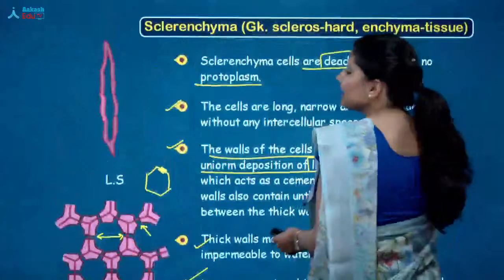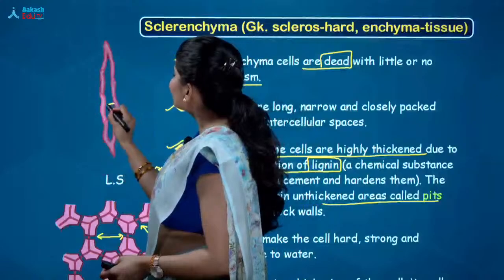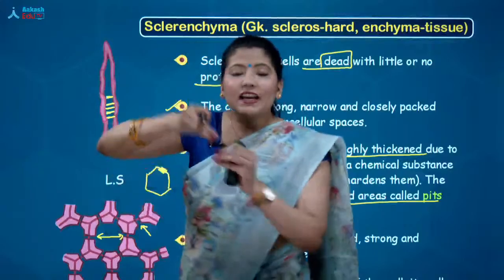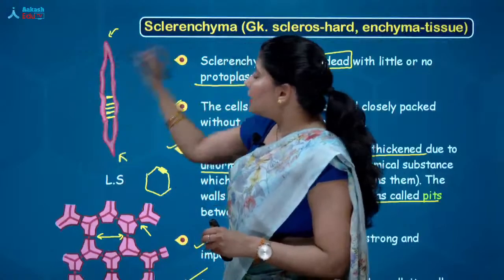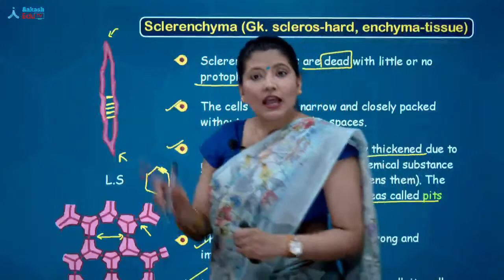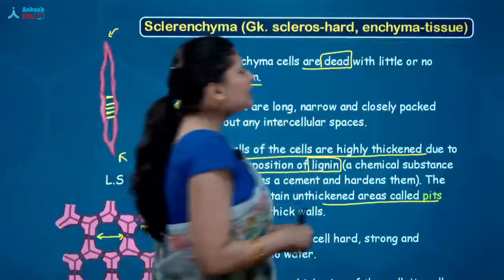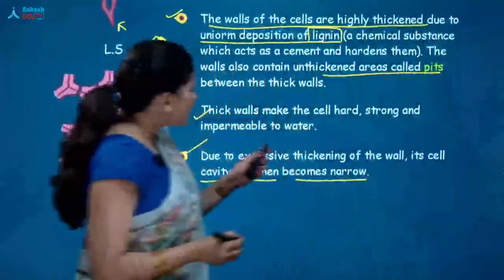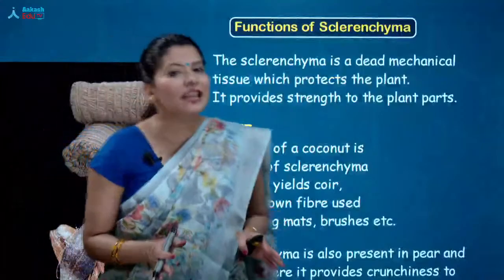This point we can see very clearly in the LS view. Now you can see this lumen. It is narrow, right. What is the cell like? It is elongated, with tapering ends. You can see the tapering ends, right? How is the lumen? It is narrow. Why is it narrow? Because of the deposition of lignin, and the site where the lignin is absent is known as pits. What do we call it? Pit. All right. So this is about sclerenchyma, the basic points of the tissue. Now moving to the functions of sclerenchyma.